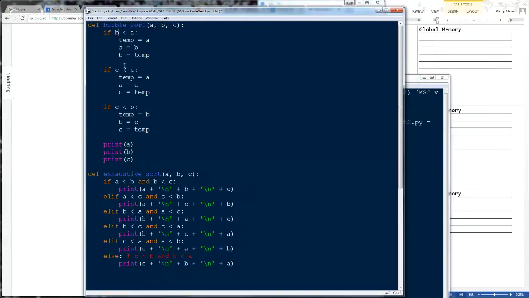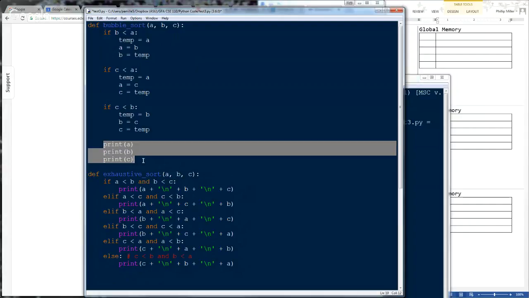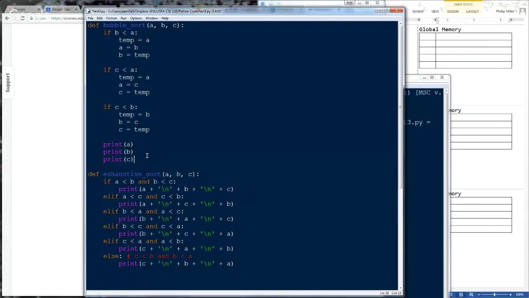And then we can compare A and C. And by the time we're done with this second comparison and possible swap, we're guaranteed to have the smallest value stored in A. And then the last thing we have to do is compare B and C to find out where the second and third values should go. And by the time we get here, the smallest value should be in A, the middle value should be in B, and the largest value should be in C.